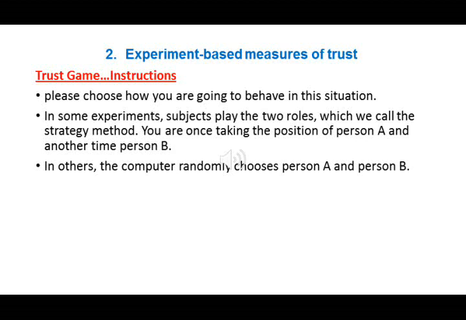However, in other experiments, subjects will be asked to play the two roles, the role of person A and the role of person B, because in these experiments, the matching between the individuals will happen at the end of the experiment. So at the time when the subject takes the decision, he does not know how the other person has decided. That's why we call this a strategy method, because we ask each subject to play the two roles, once as A and once as B, as we will see in the next slide.